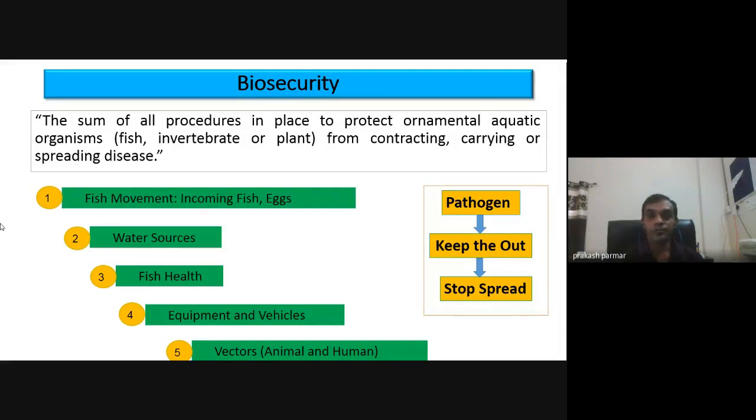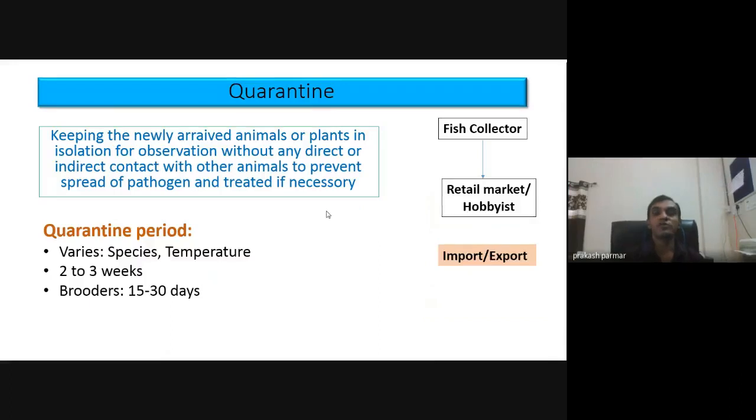Then the important one here is quarantine. Quarantine is very much the first step to prevent the entry of pathogens. So in the case of ornamental fishes, they are collected naturally by some persons. They are collectors.